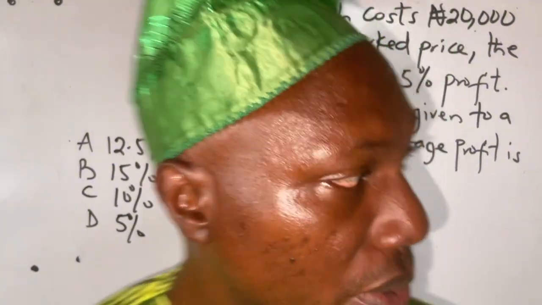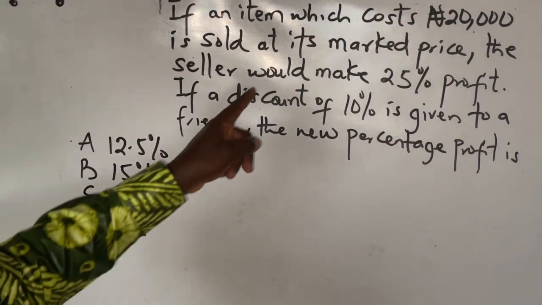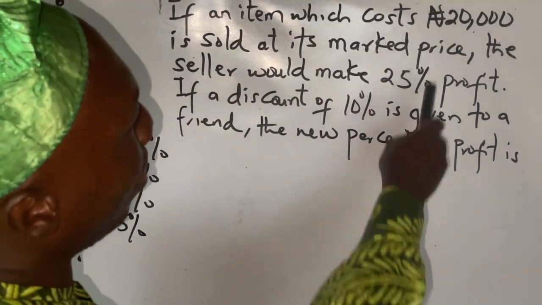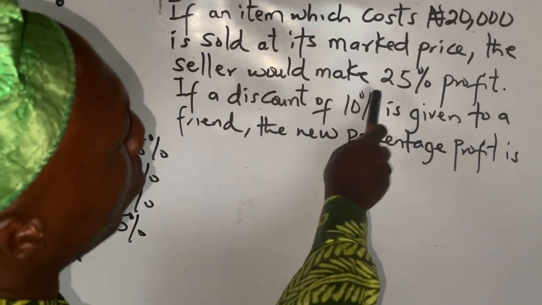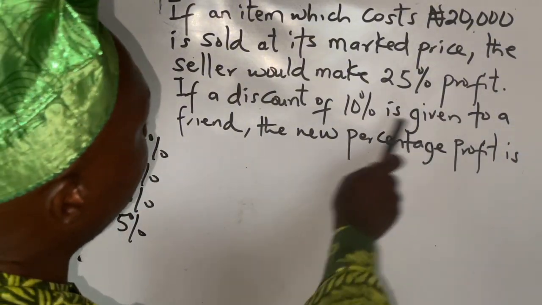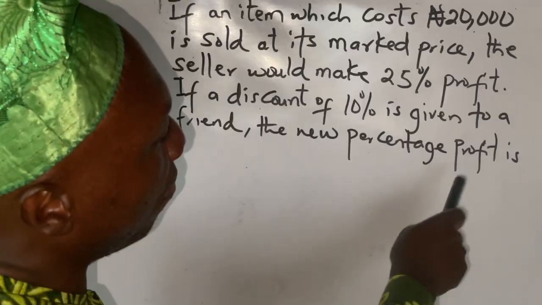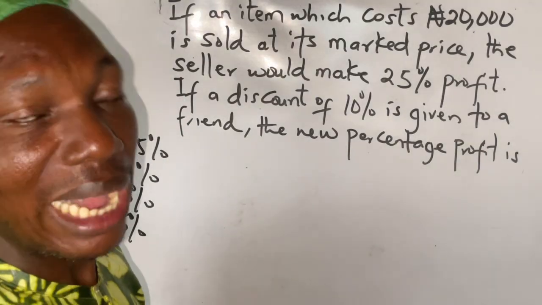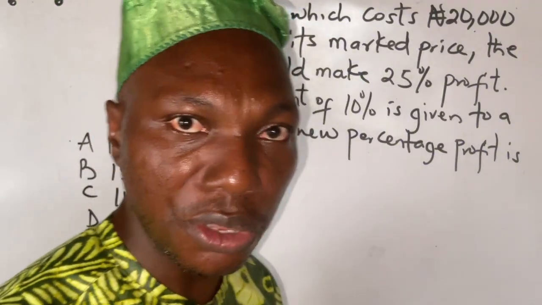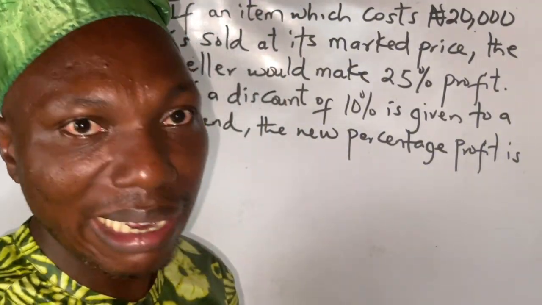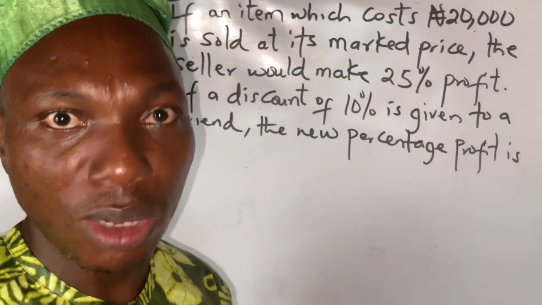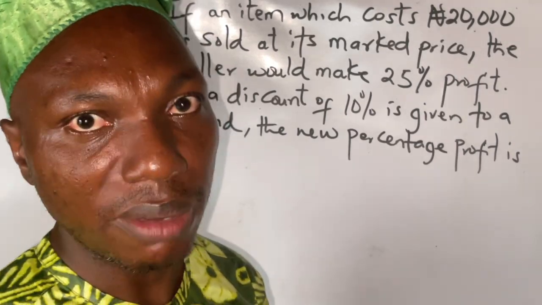So let's solve the problem on the board. If an item which costs 20,000 naira is sold at its marked price, the seller would make 25% profit. If a discount of 10% is given to a friend, the new percentage profit is what? I've given you the formula for percentage profit. Go and check my other video. I will also be dropping the link of the previous video I've solved with this question in the description box. Feel free to go and watch the video.